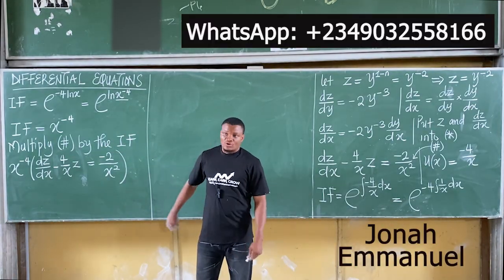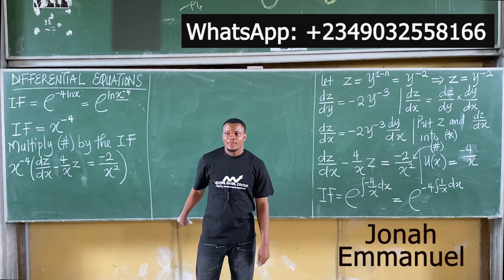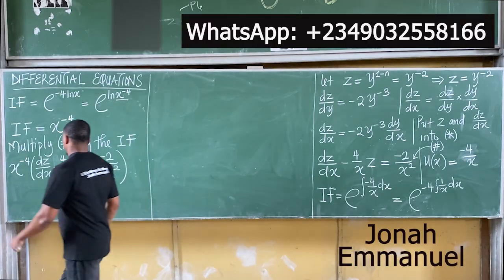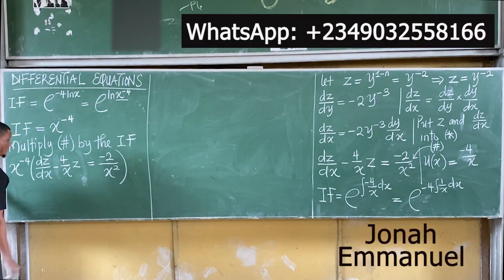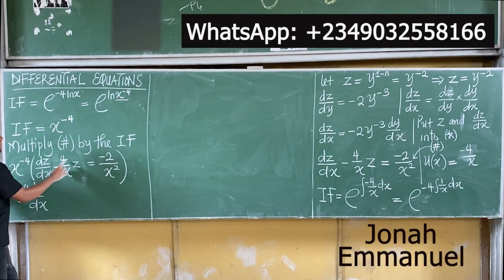So multiply everything through by the integrating factor. We'll do something to make it easier for ourselves. Look up, please. I'll express this one here in index form to make it easier. This becomes this and this. That's x to the power minus 4 into dz dx, this and this. So I said express it in index form to make it easier for yourself. Let me express this in index form.